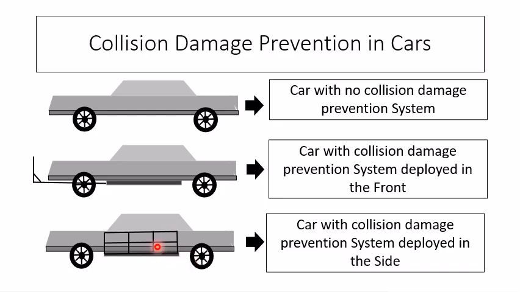And this is a collision damage prevention system for cars in the side direction, when the collision takes place in the side of the car. So generally, vehicles have airbags so passengers don't get injured. So this is a system where the vehicle itself is protected from damage.